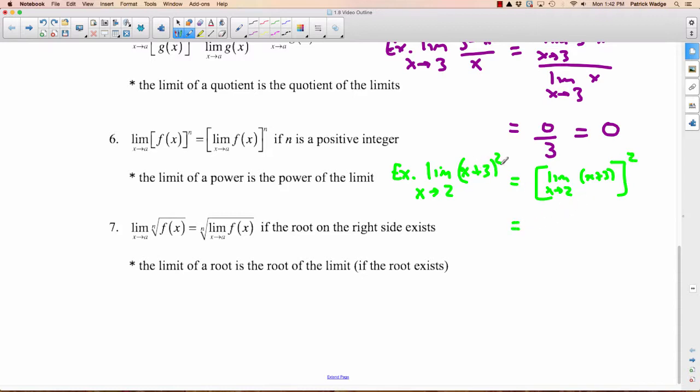That means we don't have to expand all this and everything, right? We can easily evaluate this limit. Just plug 2 into here. You get 2 plus 3 is 5, and then we square it, and we get 25.